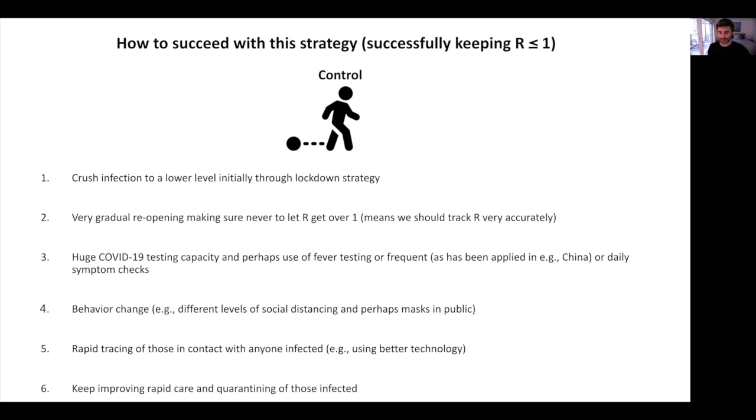We also need huge COVID-19 testing capacity, and perhaps use things like fever testing, which is used in areas of China, for example, or maybe even daily symptom checks where you have an app when you go in and it asks, do you have any symptoms today, and you put it in the app, that kind of thing, so that we can very rapidly detect when someone has the virus. We also need behavior changes, things like different levels of social distancing that are going to be tweaked over time, and perhaps things like masks in public.